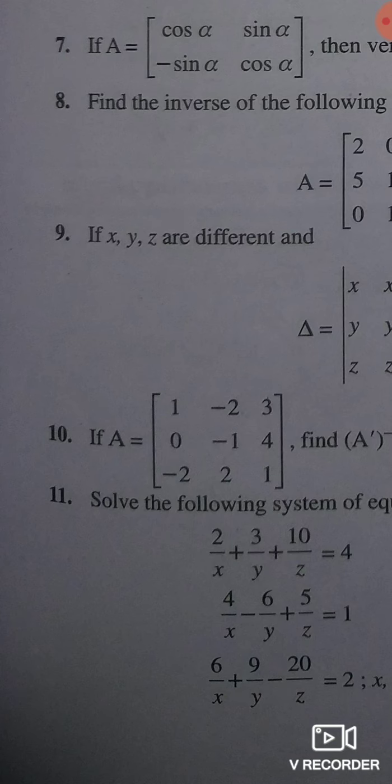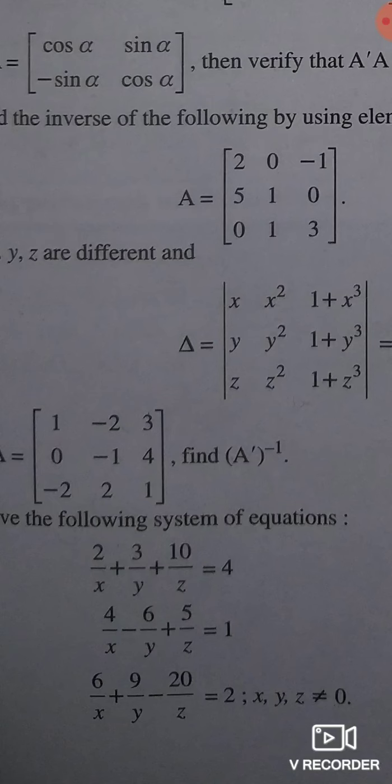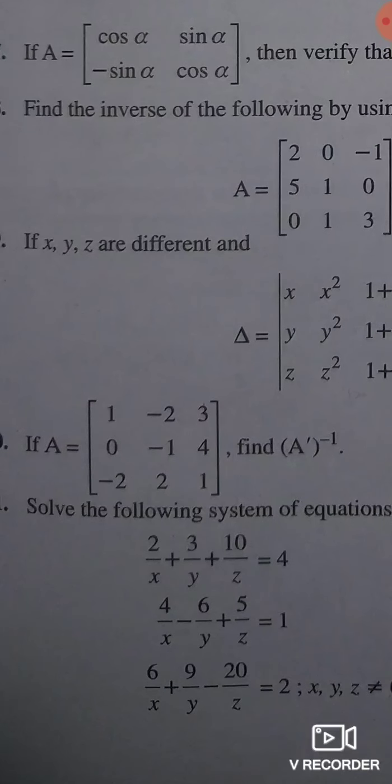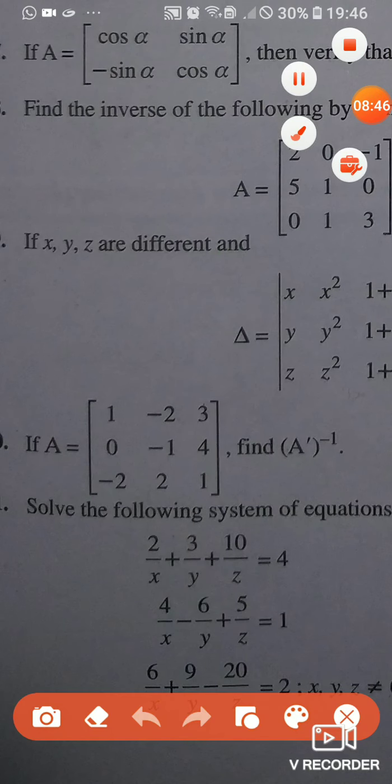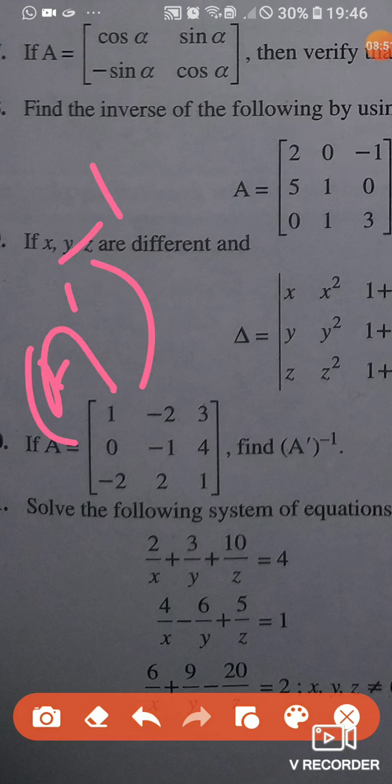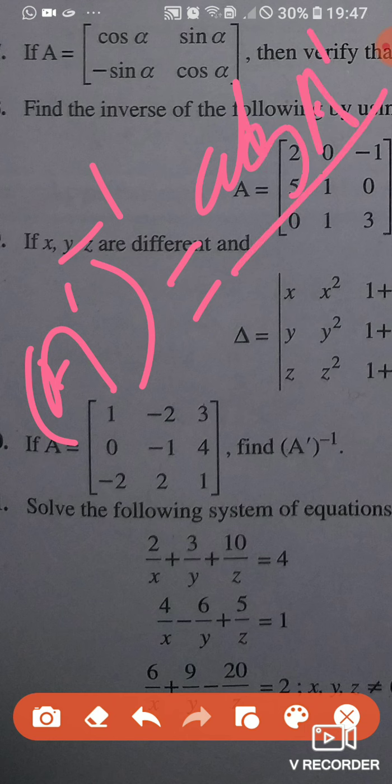Okay, now come to problem number 10. In question number 10, you are given a determinant of order 3 by 3 and asked to find the inverse of its transpose. At first we will find its transpose, and after this you will apply this formula: inverse of A transpose equals adjoint of A transpose upon the determinant value of A transpose, for question number 10.